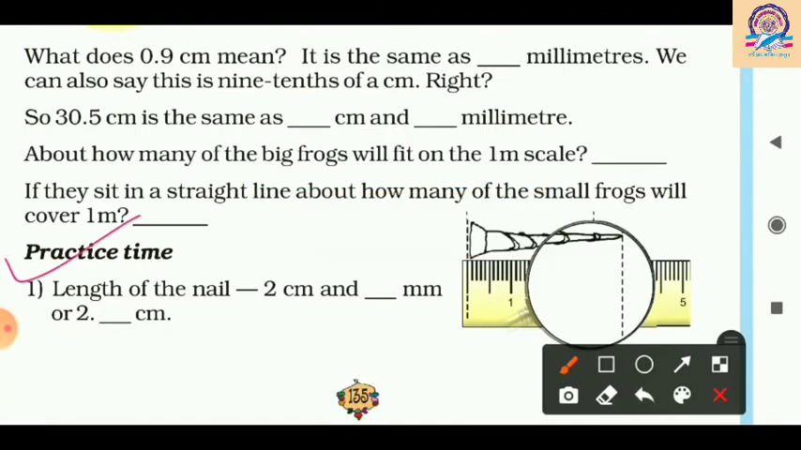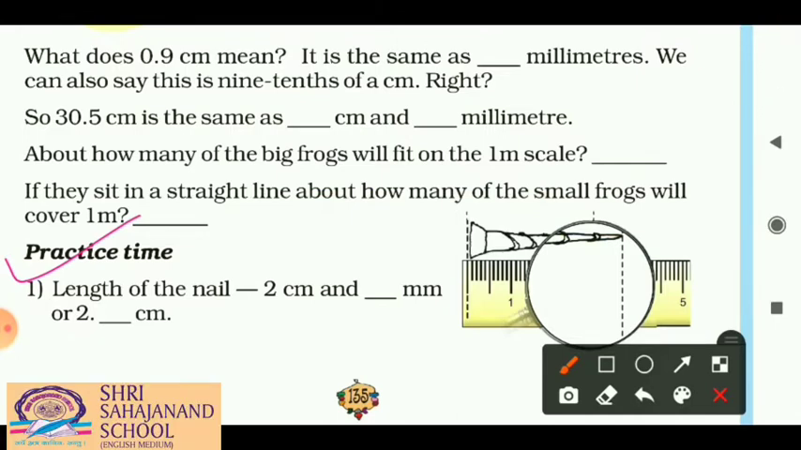In practice time, we will solve some questions based on the conversion of decimal numbers to fraction numbers and fraction numbers to decimal numbers, and also some questions based on addition and subtraction of decimal numbers. So now let's start it.